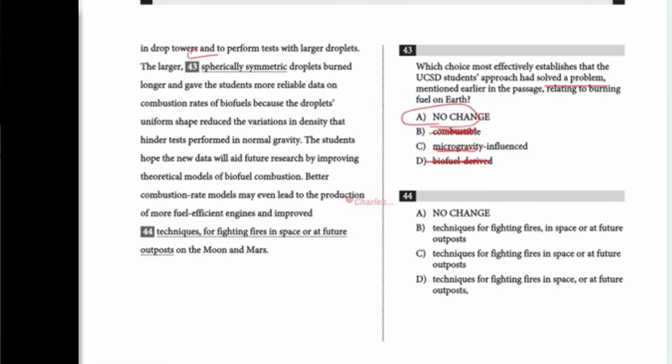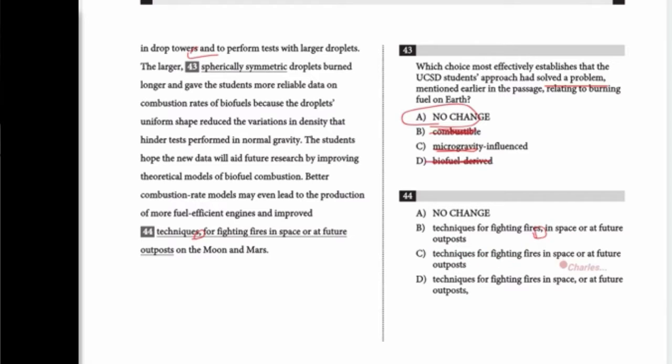No change. Better combustion rate models may even lead to the production of more fuel-efficient engines and improved techniques for, why would I have a comma before my preposition, for fighting fires in space at future outposts on the moon and Mars. So no comma is necessary there. A is wrong. Techniques for fighting fires. Again, I wouldn't put a comma in front of this preposition in either.